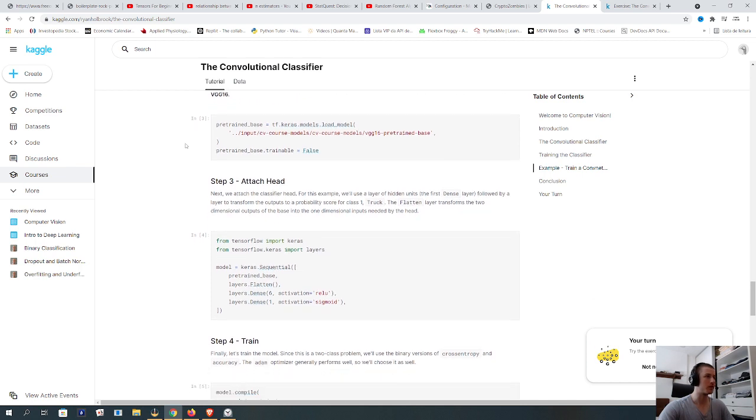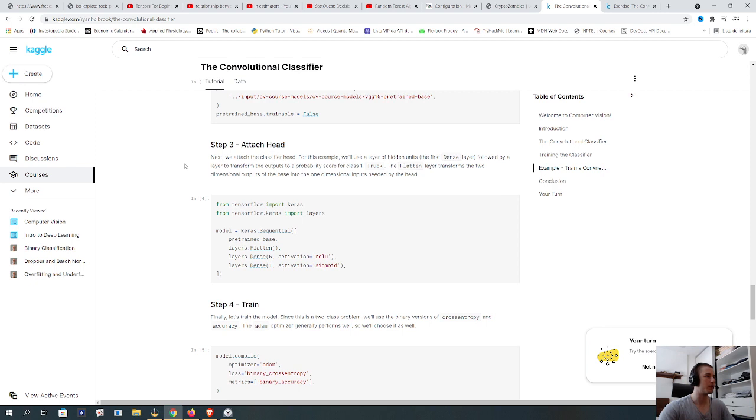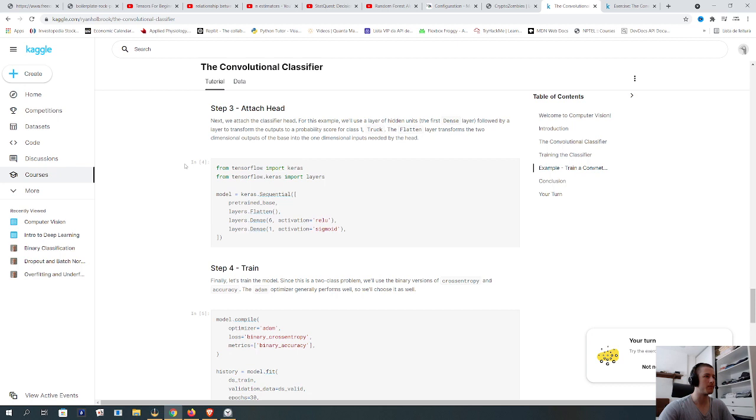So tf.keras.models.load_model. Pre-trained base trainable false. That's it. Next, we attach the classifier head. For this example, we use a layer of hidden units, the first dense layer, followed by a layer to transform the outputs to a probability score for class 1, truck. The flatten layer transforms the two-dimensional outputs of the base into the one-dimensional inputs needed by the head.